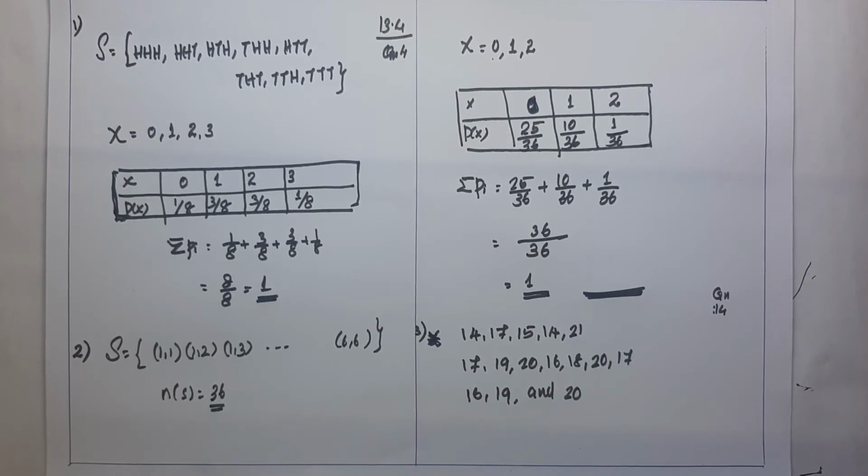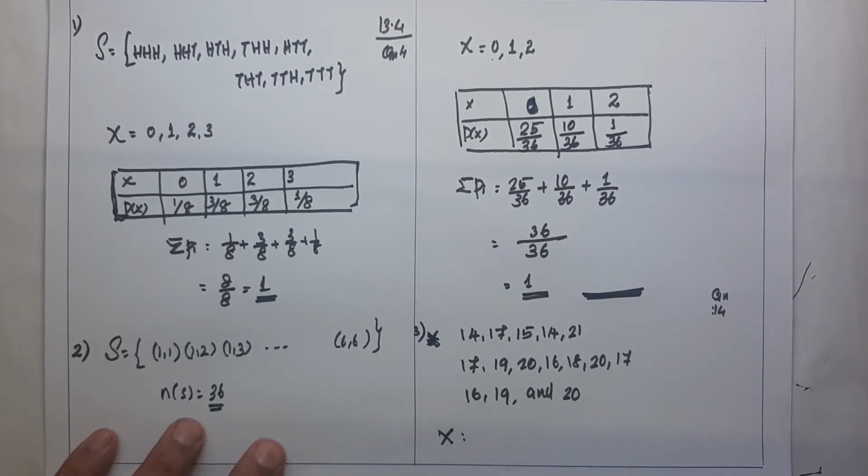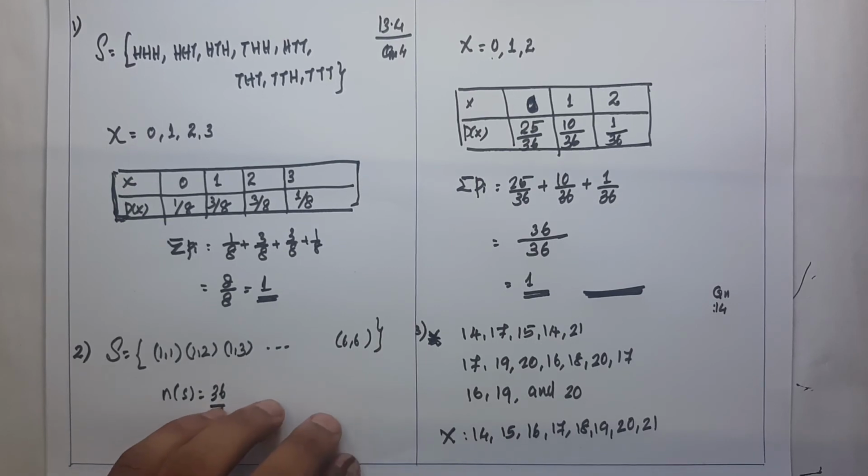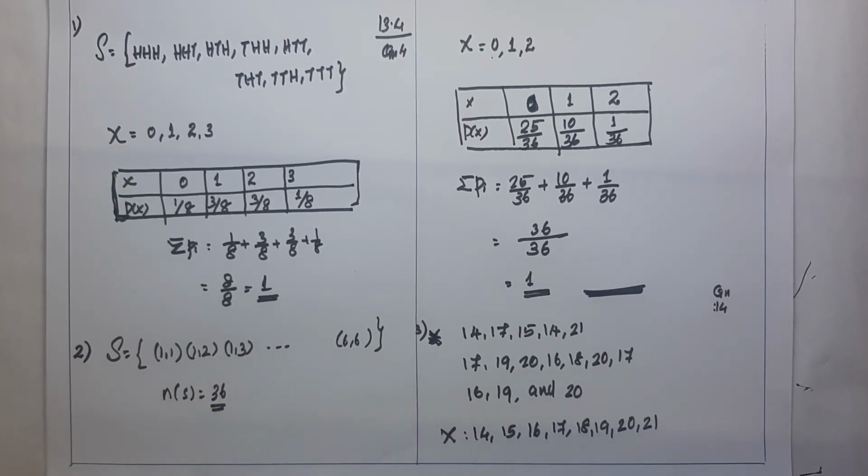One student is selected in such a manner that each has the same chance of being chosen, and the age x of the selected student is recorded. Here the random variable x represents ages. The lowest age is 14, then 15, 16, 17, 18, 19, 20 and 21. These are the values of the random variable x.